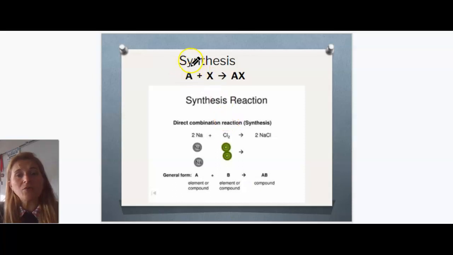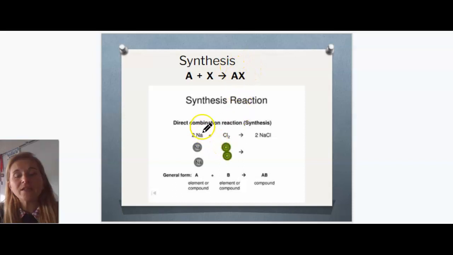So here we're using symbolic letters to represent that anything off of the periodic table can be used. So what we're saying here is that we have one atom of an element being represented by A, and one atom of an element being represented by X, and they come together or synthesize a new molecule of AX.